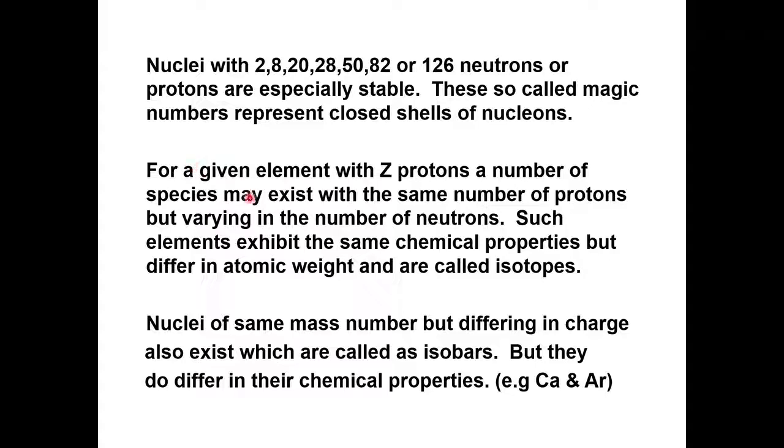For a given element Z with Z protons, a number of species may exist with the same number of protons but varying in the number of neutrons. What we are saying is that for a given element, its nucleus should contain neutrons and protons. Protons and neutrons with 2, 8, 20, 28 and so on are all stable. So, stable elements may have different combinations of protons and neutrons, but still correspond to 50, 82, 126 or 2, 8, 20 like that. Such elements exhibit the same chemical properties, but differ in atomic weight. These are called isotopes. So, what are isotopes?